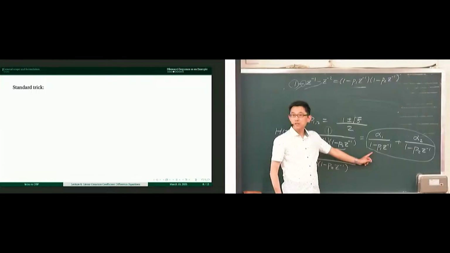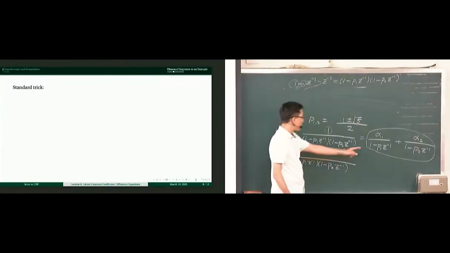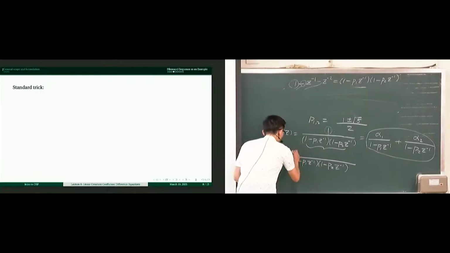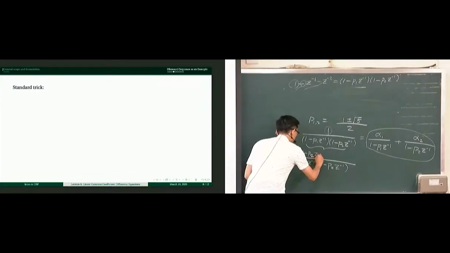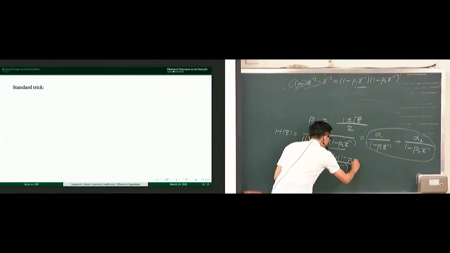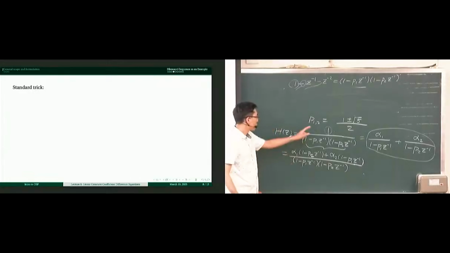I want you to take a look. If we just keep playing with this expression and put these two terms together, then the denominator should be back in this expression, but the numerator should equal alpha 1 times 1 minus P2 z inverse plus alpha 2 times 1 minus P1 z inverse, which equals that. So far so good?